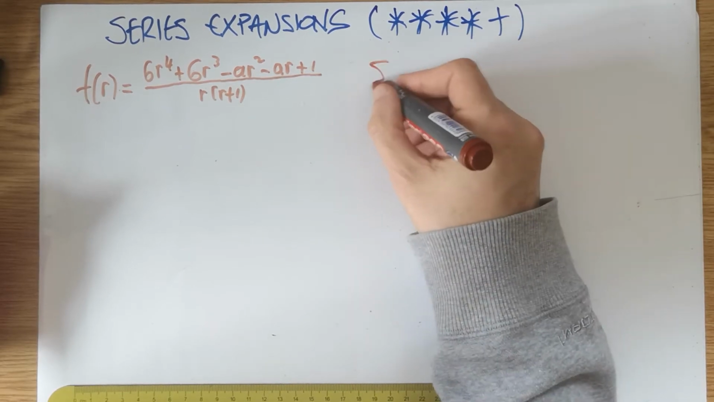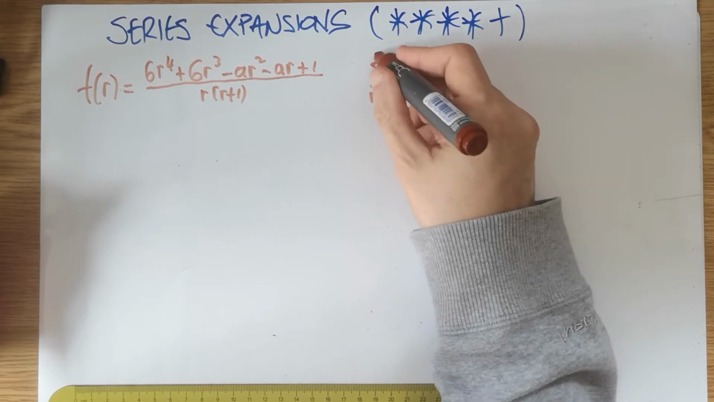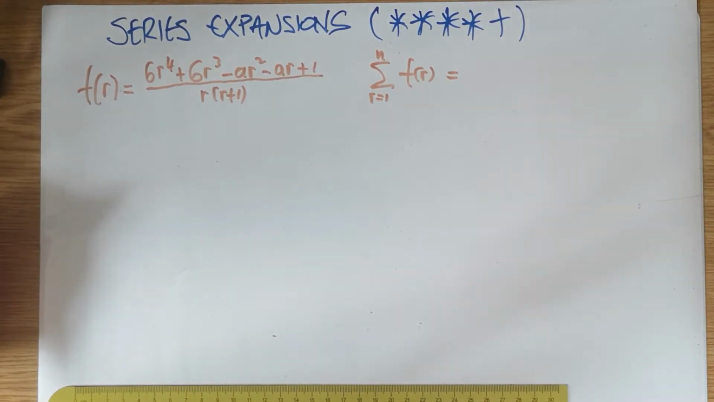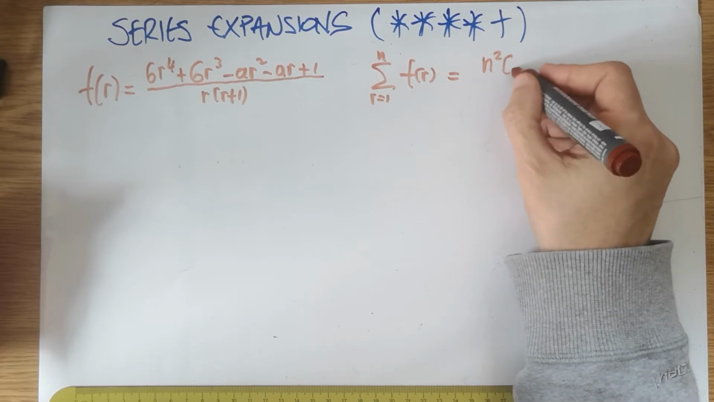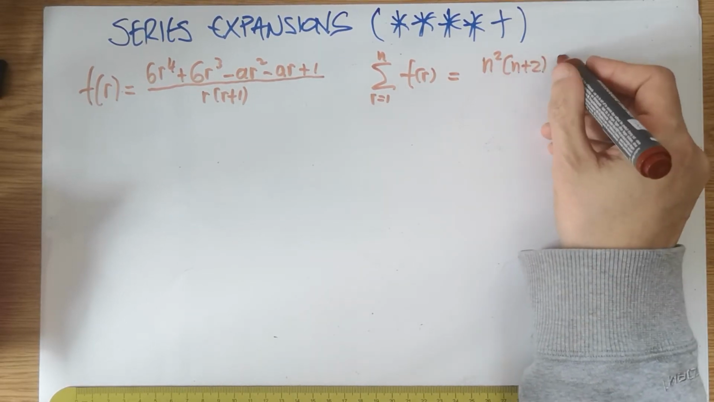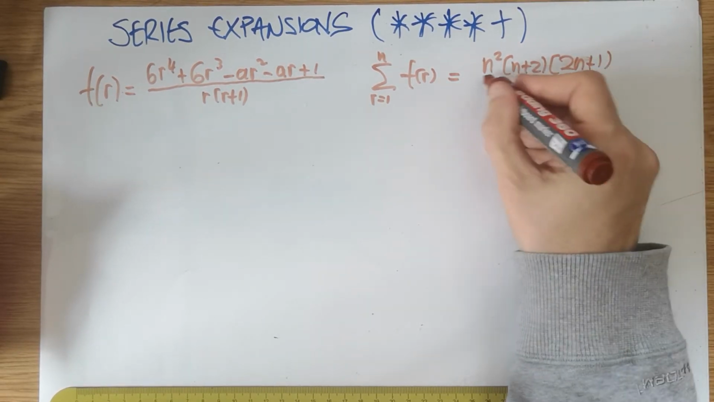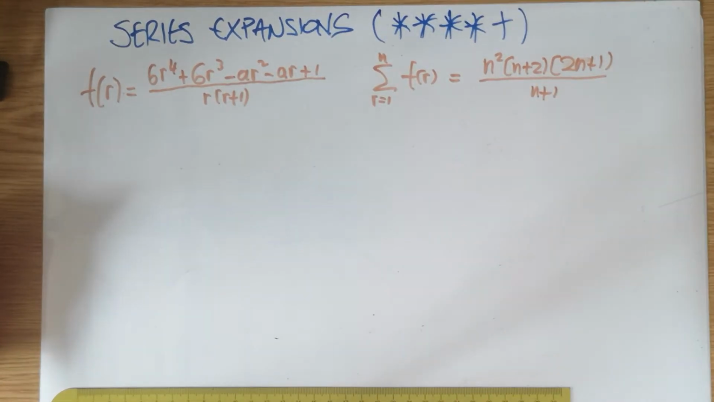And it says if the sum of the f of r's from r equals 1 to n is equal to, what is it equal to? Let me just check paper FP2 W because I don't remember the question. It's the last question on the paper. Yes, it is equal to n squared, n plus 2, 2n plus 1, over n plus 1, find the value of a.